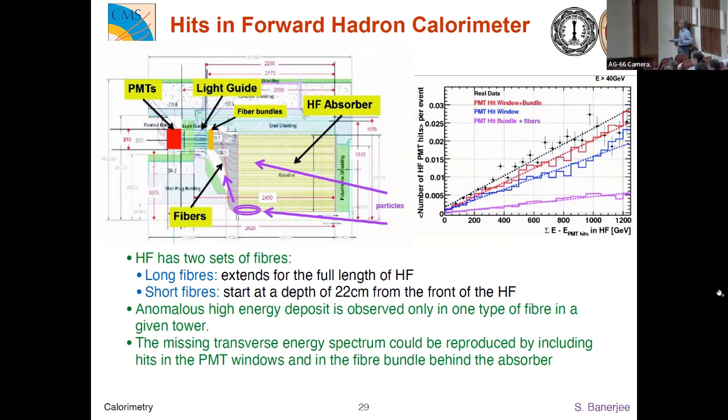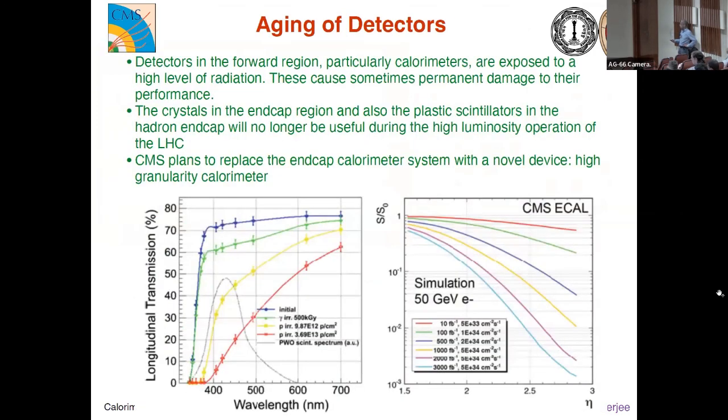And in fact, we have taken steps on the hardware side to take care of this. Now comes what happens as a function of time. 8 to 9 millimeters.